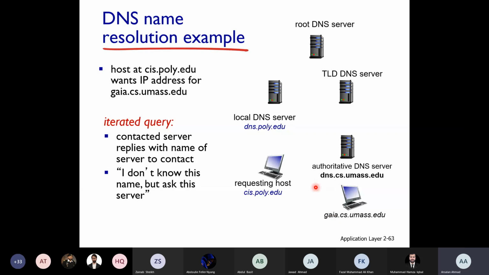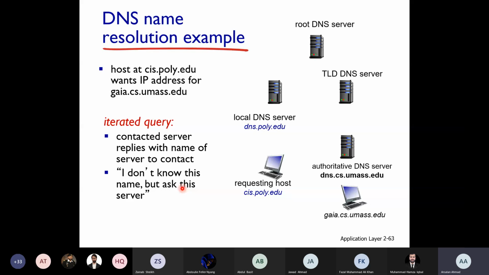Okay, let's have a look at the way how iterated query will work, and to put the whole method in summary, it's something like this. The iterated query, if you want to remember it, is like, I don't know this name but ask this server. मुझे नहीं पता, इससे पूछ लो. ठीक है? Okay, so this is the very easiest way to remember that, and the recursive is ठहरो मैं पूछ के बताता हूँ. Okay, wait, I'll ask, I'll resolve that query for you.